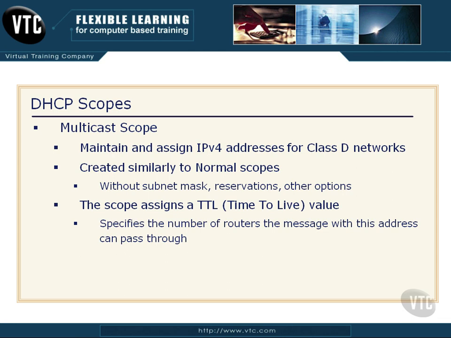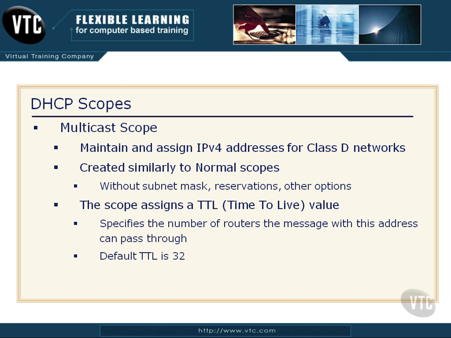Now, the time to live value is really there just to specify the number of routers any message with this address can pass through. Now the default TTL is 32. Now what that means is any IP address that came from the multicast scope is going to be a multicast address. It's going to have a time to live of 32.